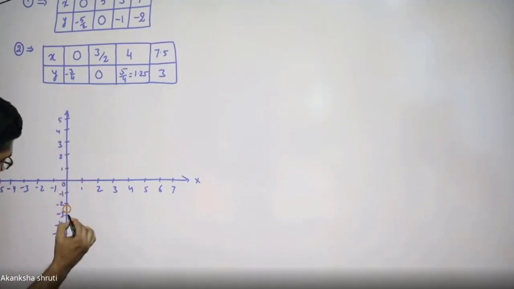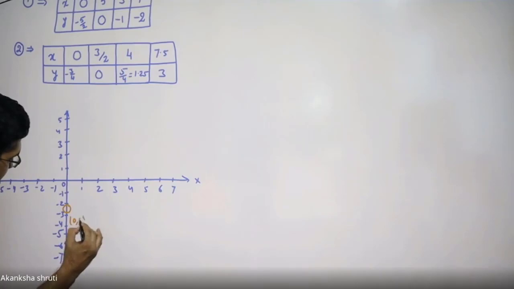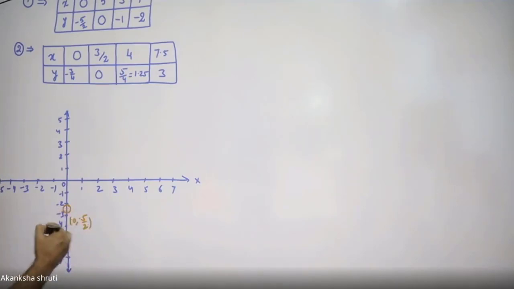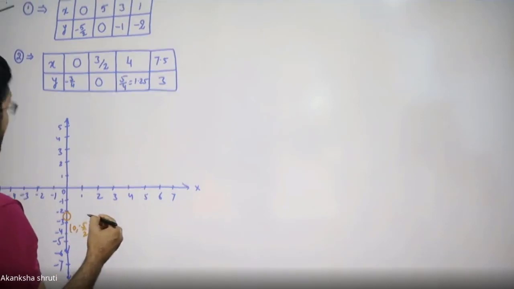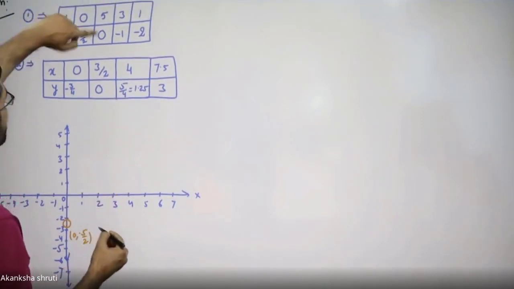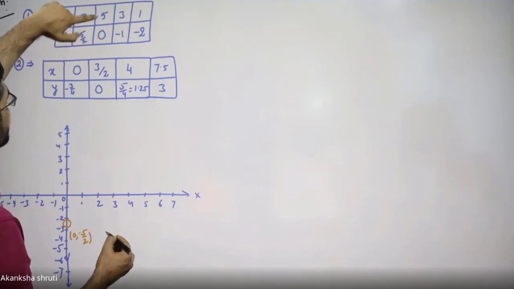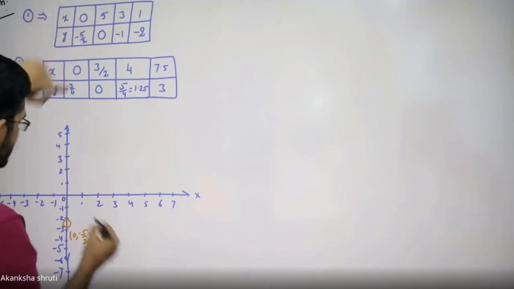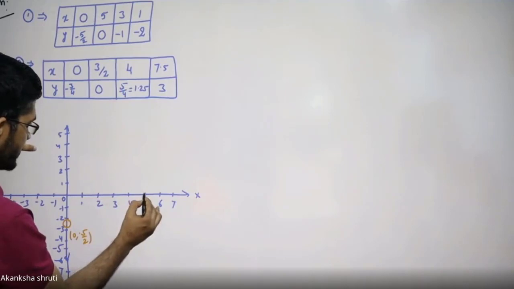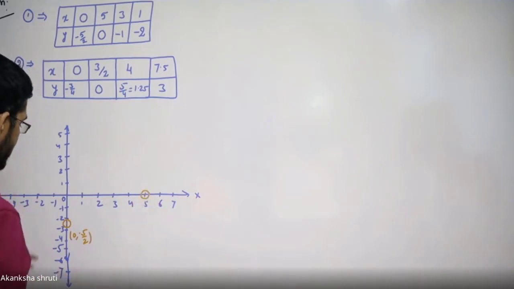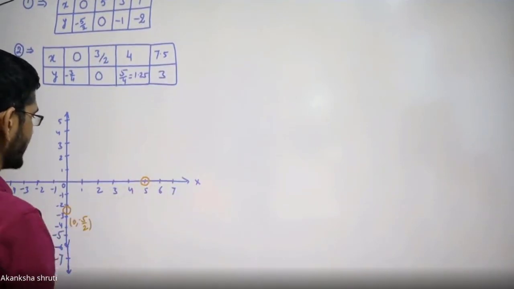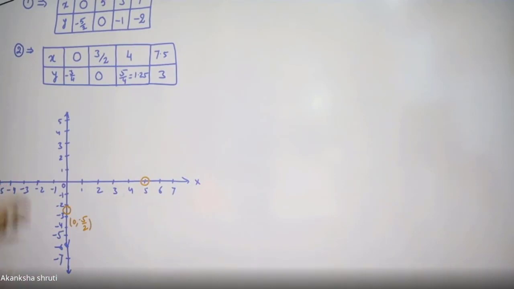If you wish, you need to write it properly to avoid the confusion. x is 0, y is minus 5 by 2. Better habit is to write the coordinates also. Then taking the second one, y is 0 means it lies on the x-axis. x value is 5. So just move it. It is this one. Just by joining these 2 points, you can get the straight line.